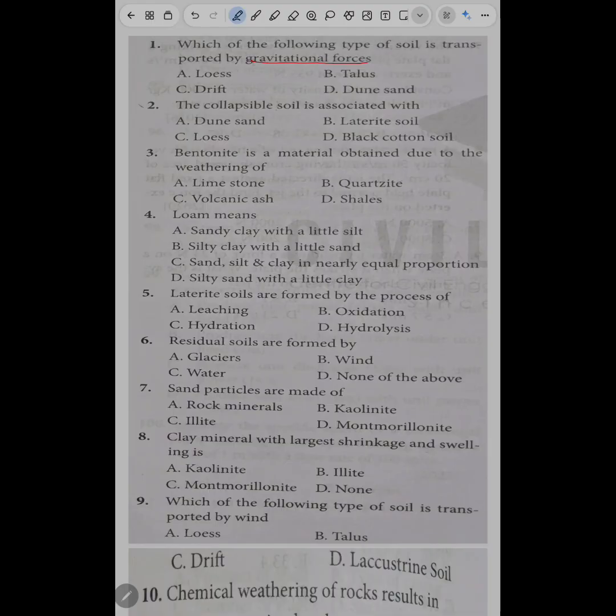So here, loess is the example for aeolian soil. Talus is the example for colluvial soil. Sand dunes are formed by wind, so it is aeolian. Drift is glacial soil. Due to gravity force we call it colluvial soil. So here the answer is talus. Talus is called colluvial soil, and colluvial soil is due to gravity or gravitational force. So answer B is the correct one.